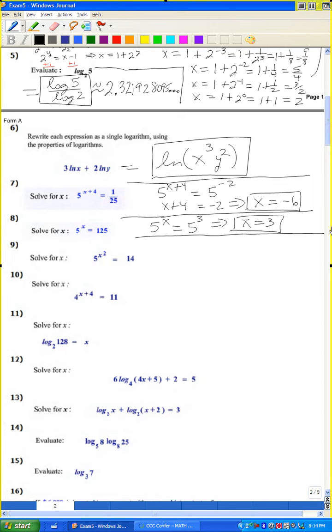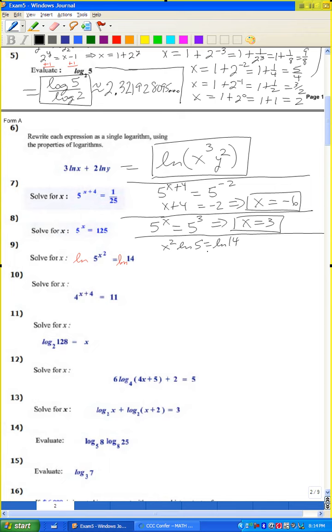Well, in this case, I can't really do anything. I can't find a common base. So I'll have to take the log of both sides. I'll use the natural log. And so let's bring the x squared out in front. So x squared ln 5 is equal to ln 14.